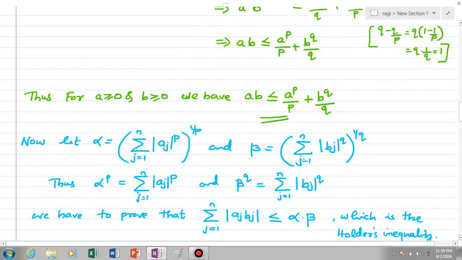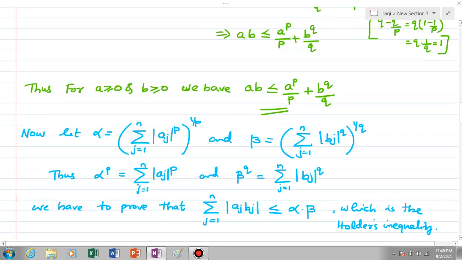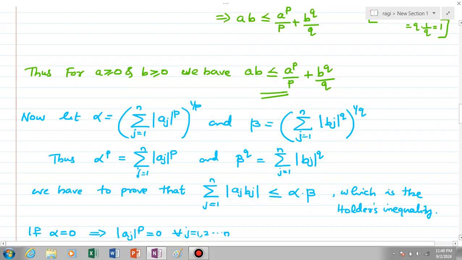For that we are just substituting alpha and beta as the terms in the right side of Holder's inequality. That is, alpha is equal to summation j running from 1 to n mod aj raised to p whole raised to 1 by p, and beta is equal to summation j running from 1 to n mod bj raised to q whole raised to 1 by q. Then we can clearly see that alpha raised to p is summation j 1 to n mod aj raised to p, and beta raised to q is summation j 1 to n mod bj raised to q.